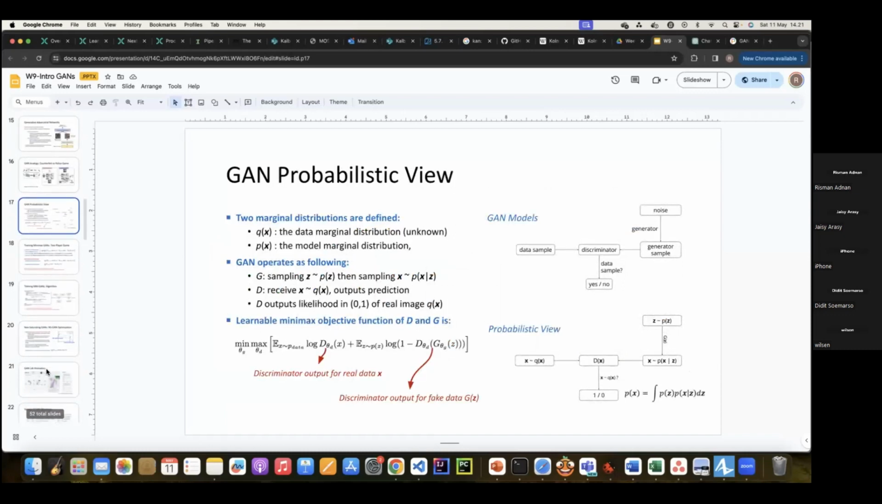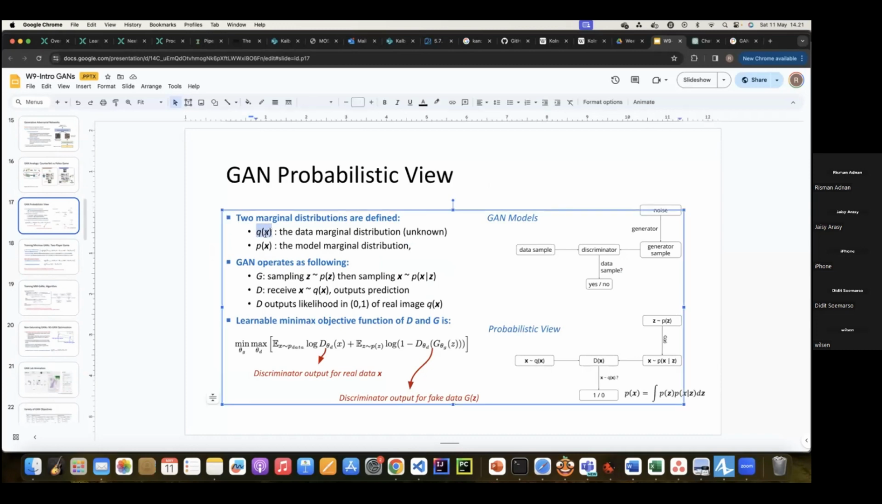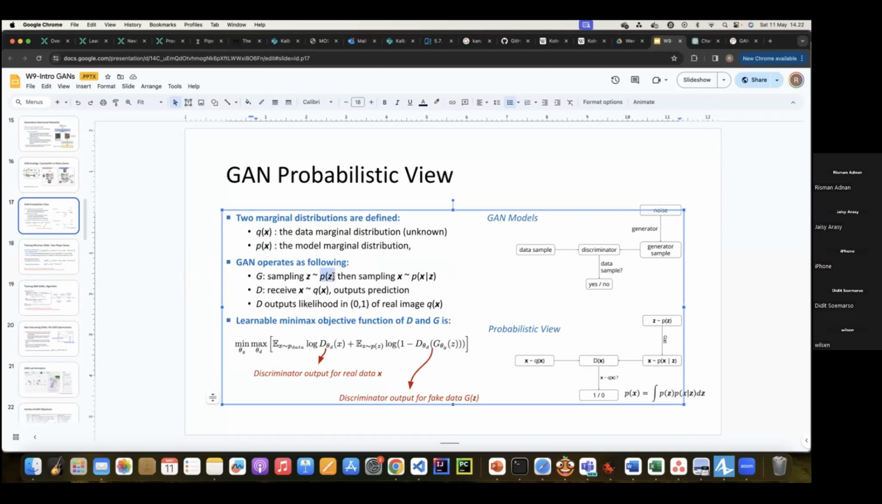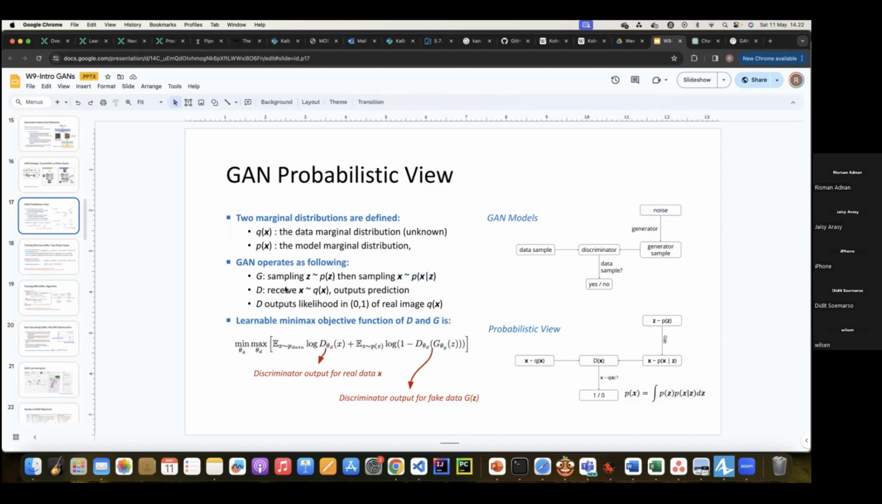So let's see the mathematical formulation. If you translate the idea, there is a marginal data distribution that generates the data. I call it Q(X). So it is the probability distribution that generates the data. And for the model, I call it P. G is the generator. The generator samples Z from a known probability P(Z), and then it samples X, which is the synthetic data, which in a probabilistic way is the conditional probability of X given Z. And then D receives data from both X and from Q(X), the unknown probability that generates real data. So a discriminator receives two data sets, real data and fake data.